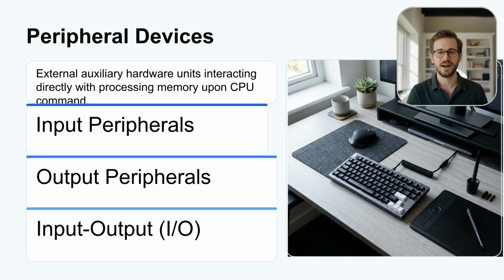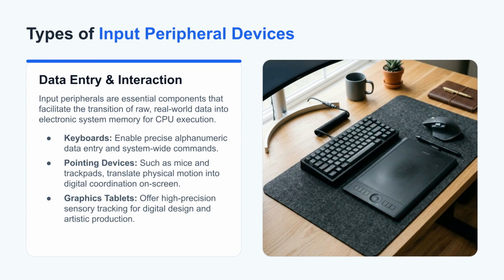Input peripherals are essential hardware components designed to capture raw, real-world data and translate it into electronic formats suitable for CPU processing and storage. Common input devices include keyboards, which convert tactile key presses into standardized alphanumeric scan codes for software command execution. Pointing devices like mice and trackpads monitor spatial movement and convert physical displacement into digital coordinates on screen.